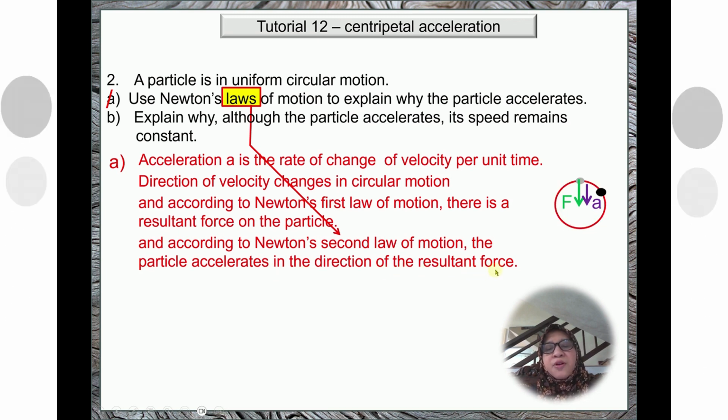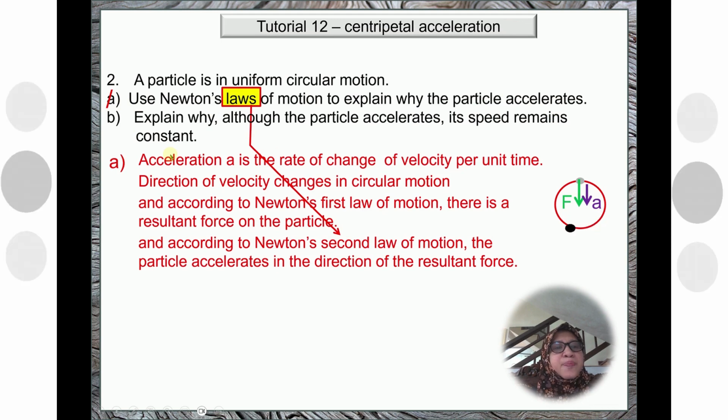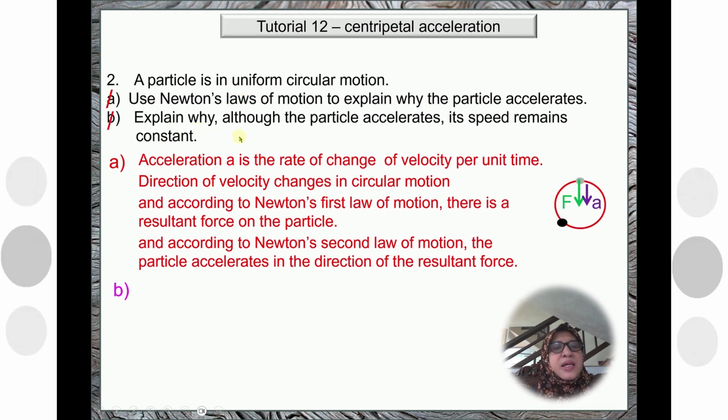This is from F equals ma in Newton's second law. When there is a resultant force F, there is also an acceleration. Now we have completed what the question wants us to explain: why the particle accelerates. All these are the points to answer question A. Now we go to question B. Explain why, although the particle accelerates, its speed remains constant.